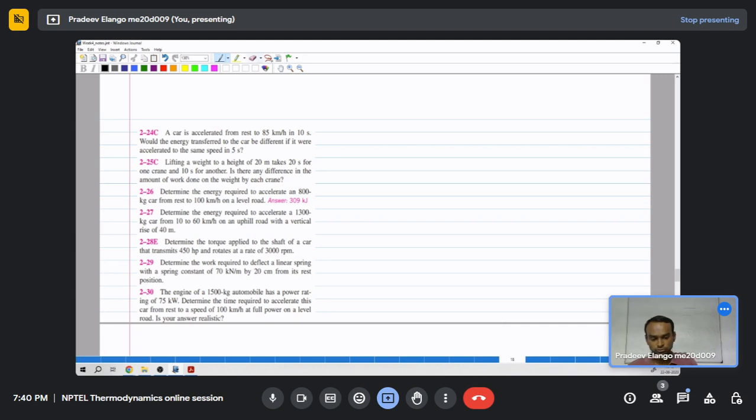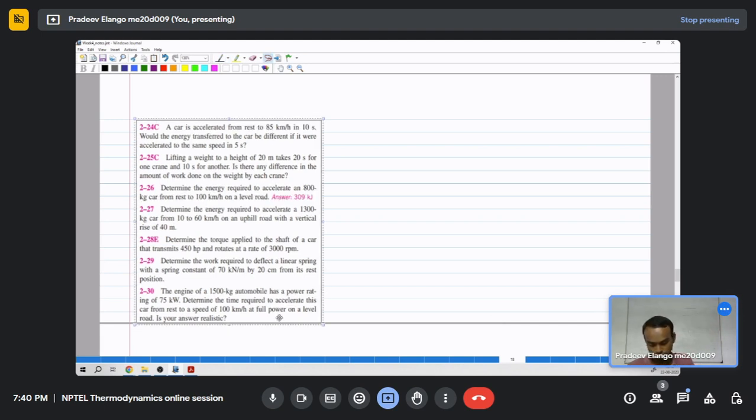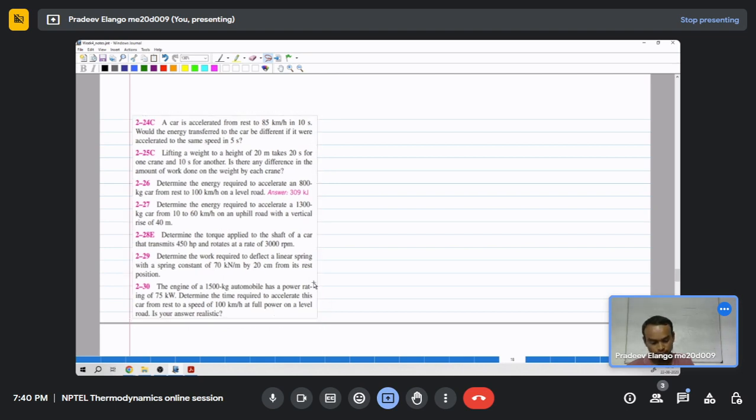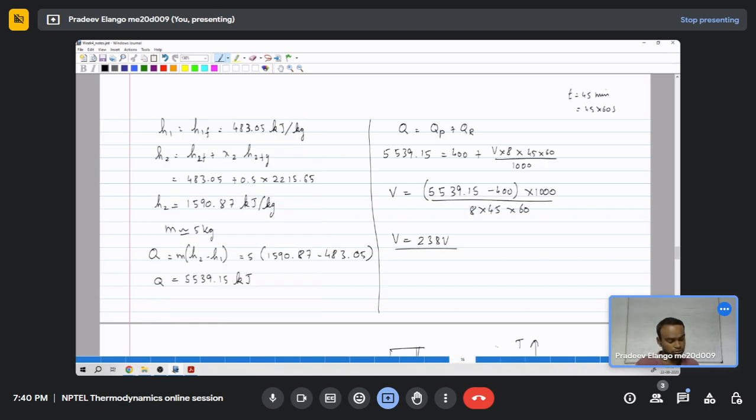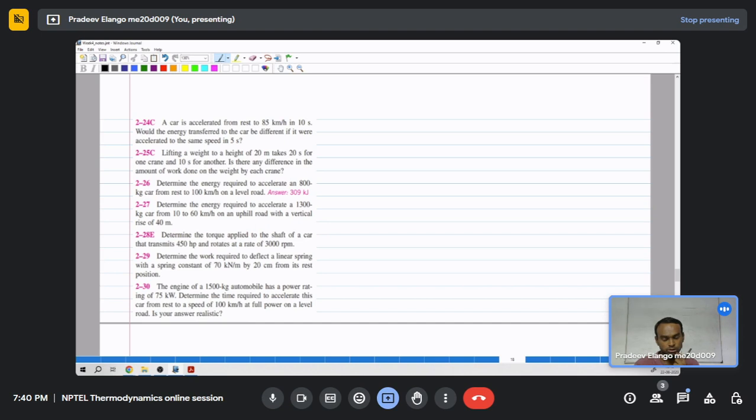Okay, so there are no questions. I will move on to the next problem. These problems are from the previous week's syllabus, where I didn't have time to solve, so we can solve it now.